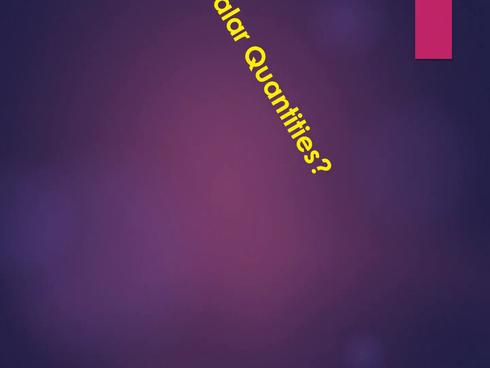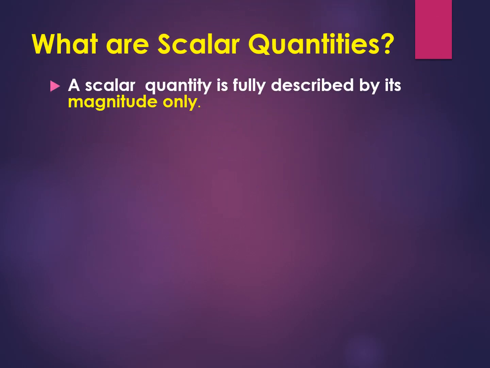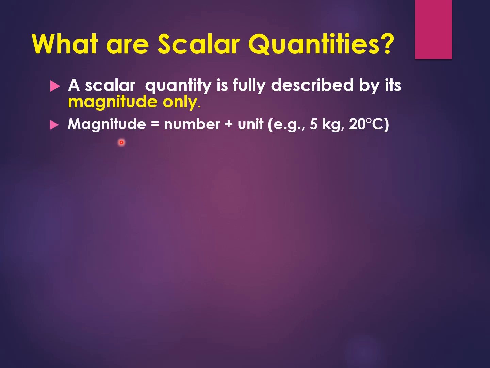Scalar quantities, this is what we understand first. Students, a scalar quantity is fully described by its magnitude only. Okay, only magnitude, nothing else is required to describe a scalar quantity. So first of all, let us understand what is magnitude. Magnitude is actually a combination of a number and a unit.